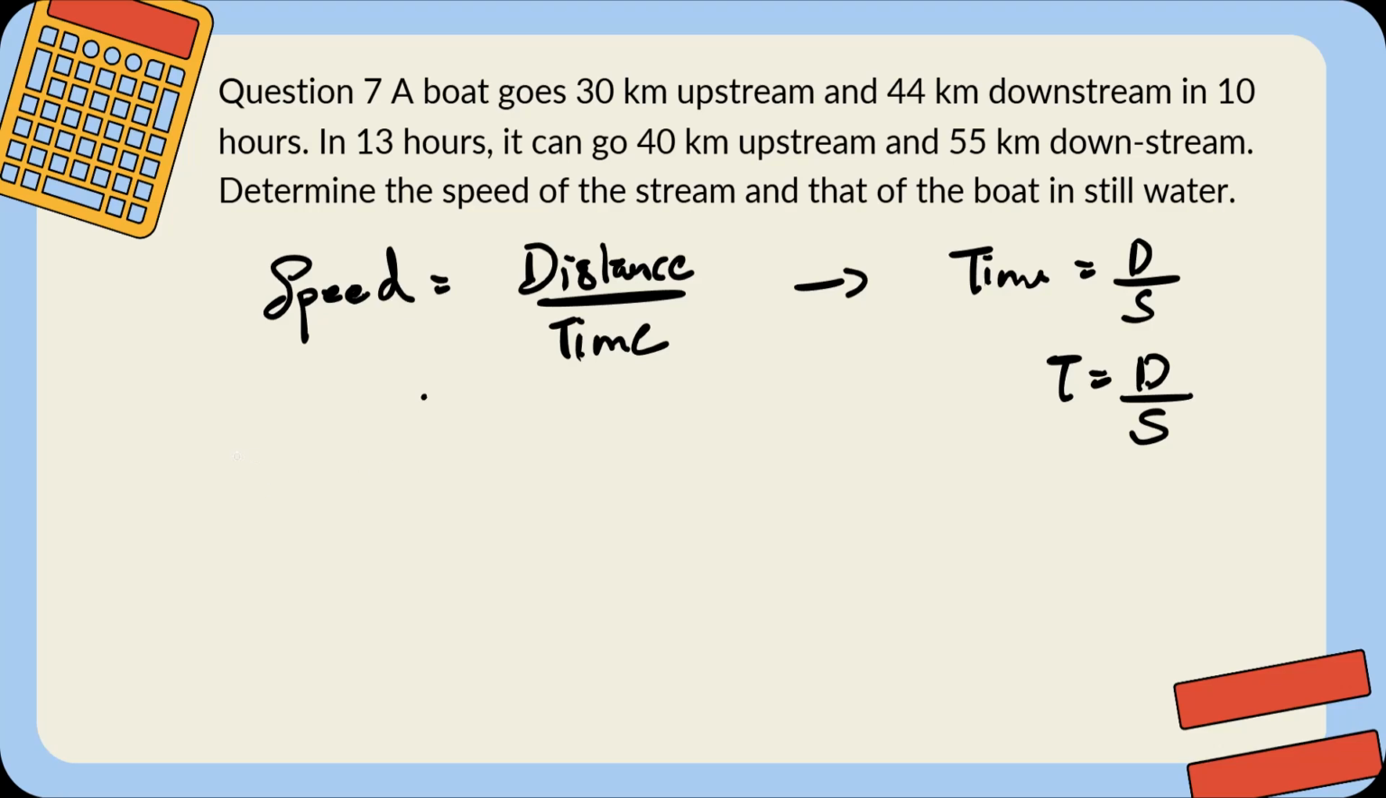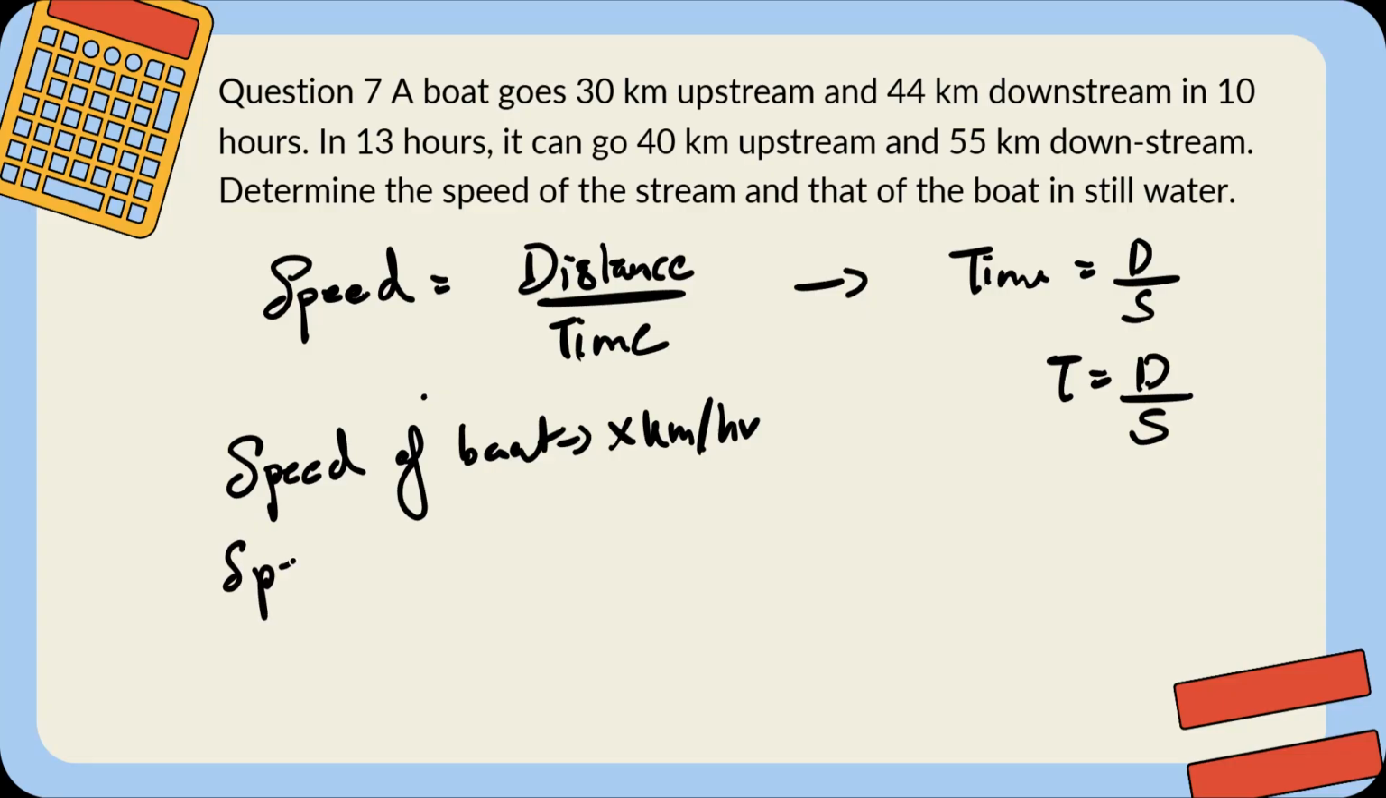Okay, now let's understand what is happening here. Let's say the speed of the boat is x and the speed of the stream, or the speed of water, is y. So we have to write kilometer per hour: x kilometer per hour and y kilometer per hour. Now what is upstream and downstream? Let's understand that concept. I'll just draw the figure so you get a better idea.